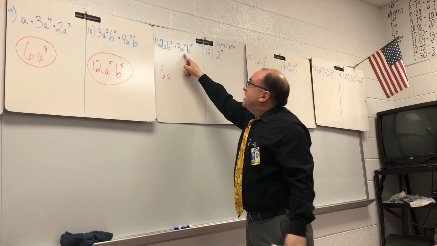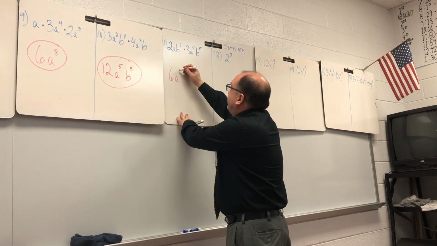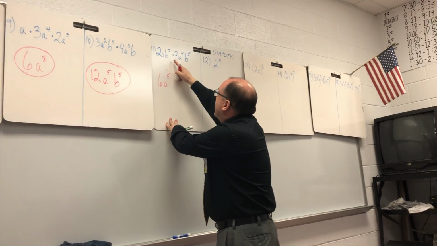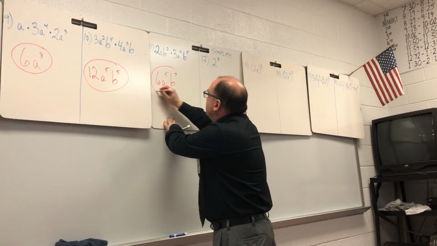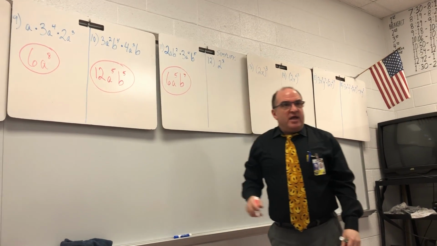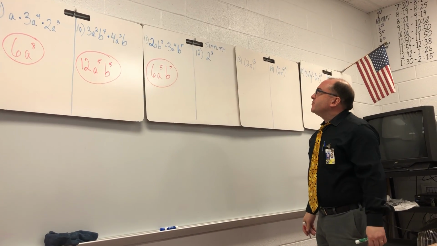A to the first times a to the fourth is a to the fifth. B to the second, b to the fifth, b to the seventh. We're still good, yes? Not hard, right?